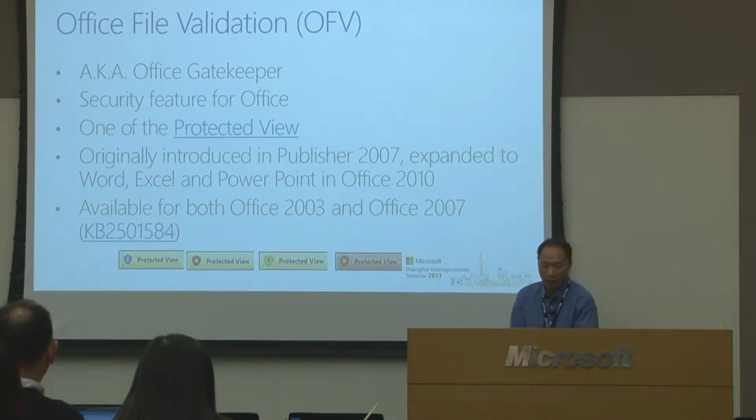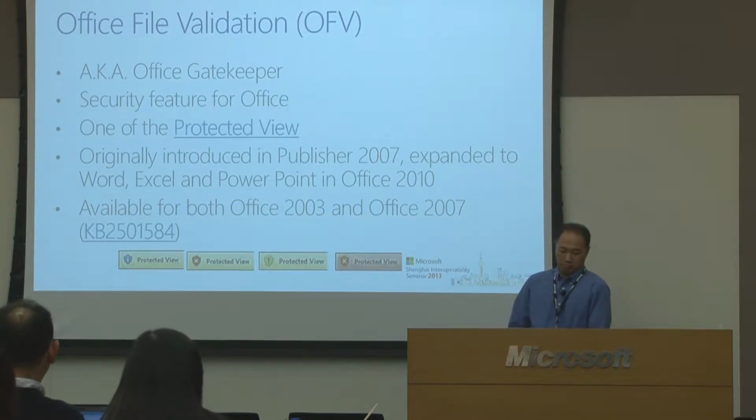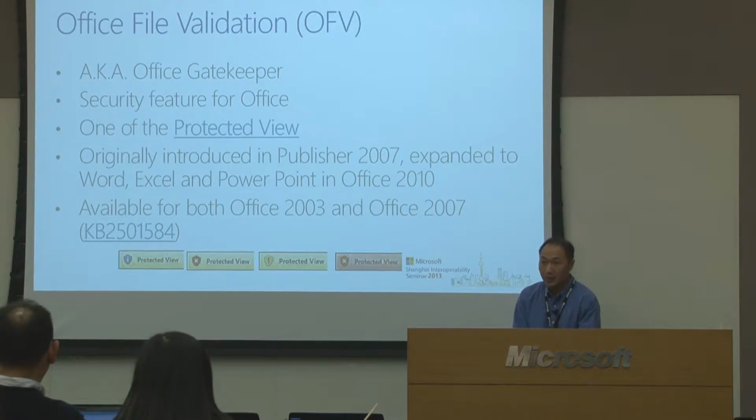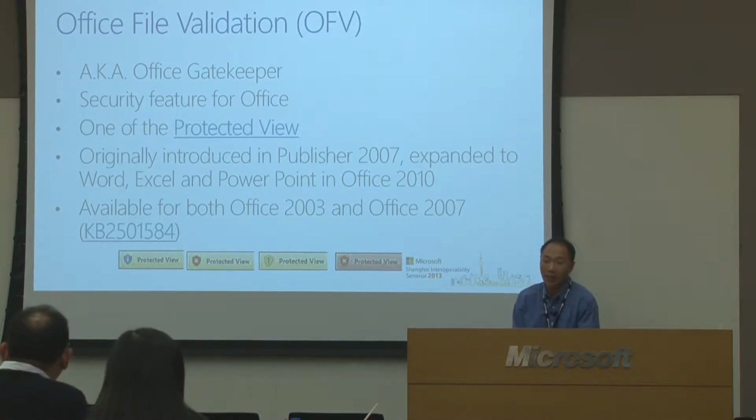OFV was originally introduced in Publisher 2007. It was later expanded to Word, Excel, and PowerPoint in 2010, and it's also part of that today. Also, OFV is available for Office 2003 and 2007. You can go to the link, download the installer, and have it applied to Office 2003 and 2007.